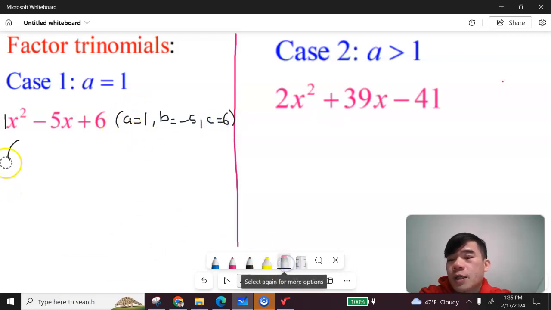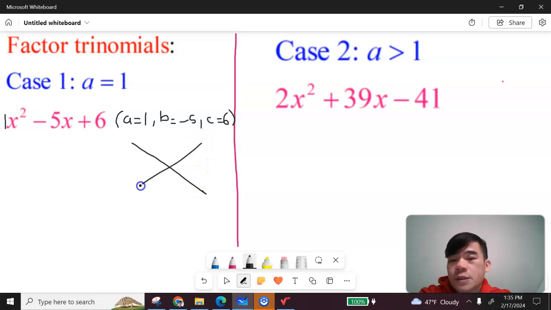Alright, and then we use the S method. It's a super powerful method. The S method is super fast. Right here on the top right, we put the value of c, so c equals 6. Bottom right here, we put the value of b, so b equals -5.